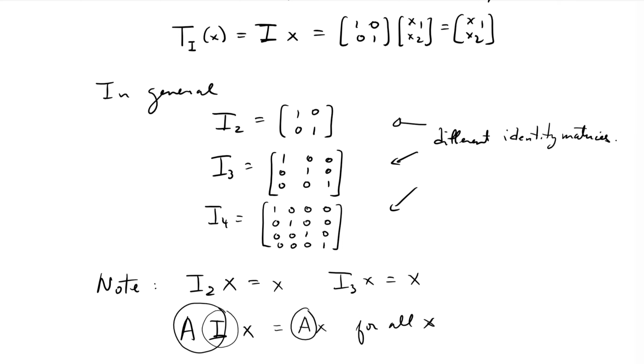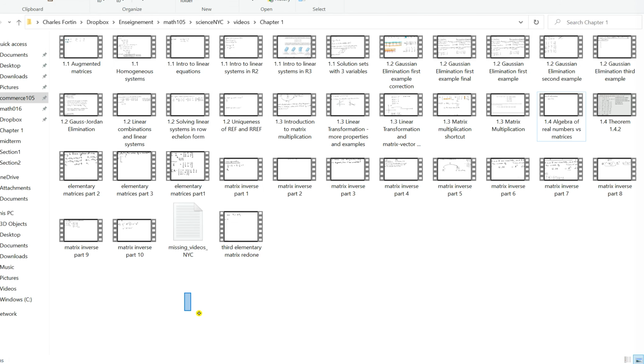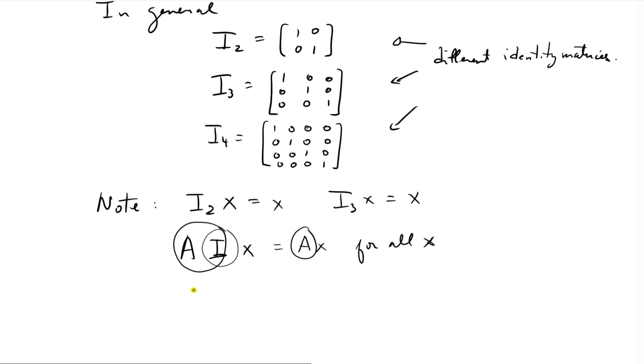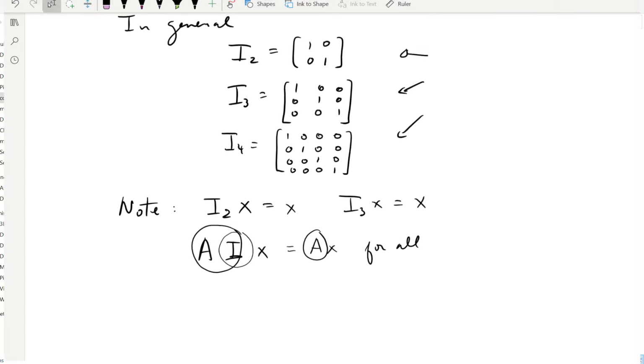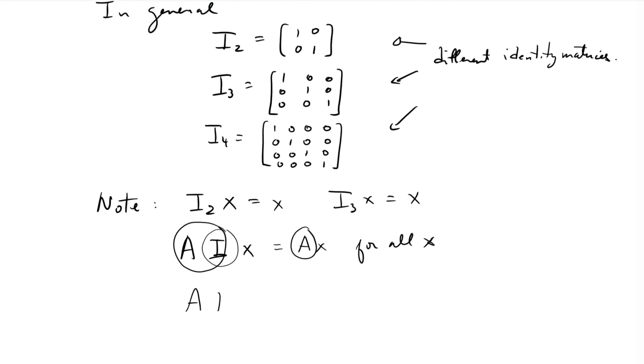So in fact, from this, we could conclude that in general, if you do A times I, you're going to get A. Okay, so it doesn't change the product if you multiply by I. If you do I times A, you're going to get A again.